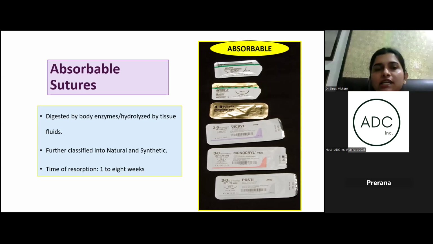As the name suggests, they get absorbed or degraded in the body over a period of time. That degradation can happen either by an enzymatic process, or by hydrolysis by the tissue fluids. As mentioned earlier, they are broadly divided into natural and synthetic absorbable sutures. The time of resorption is a very crucial thing that you have to remember about absorbable sutures, and on average, it lies between 1 to 8 weeks.